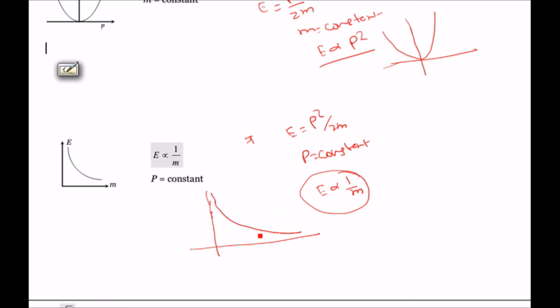Similarly, if we increase the mass to a very large value, then for constant momentum, the energy will be less.